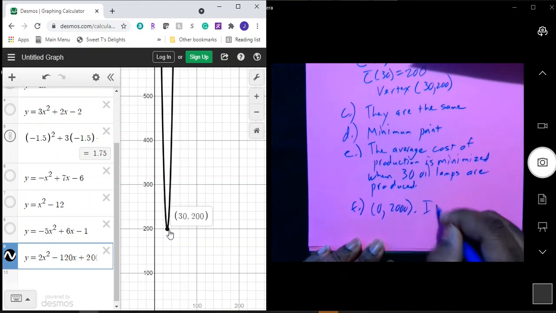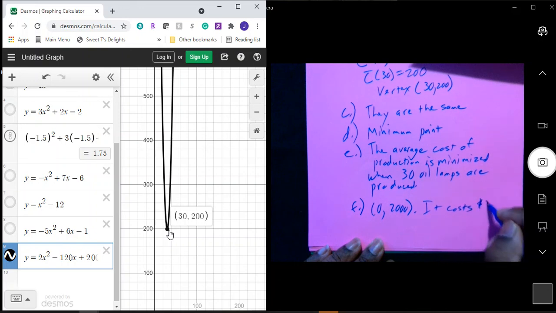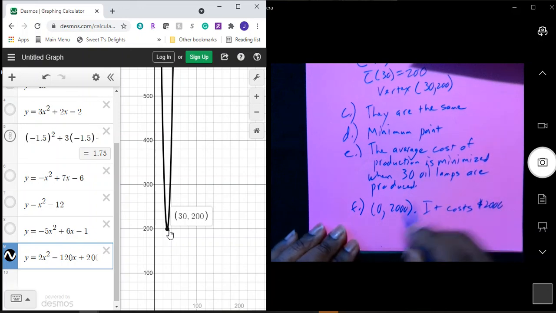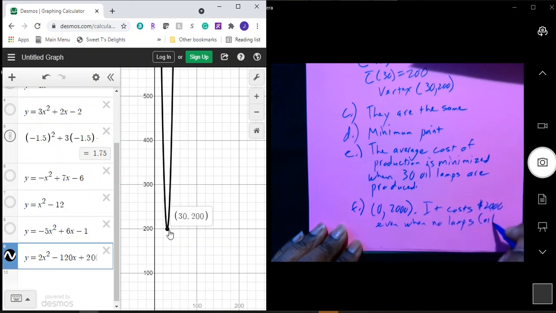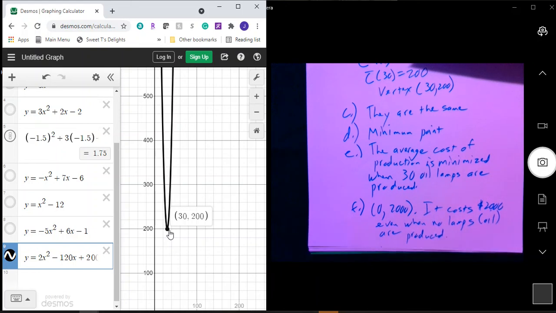Is that it costs $2,000 even when no oil lamps are produced. I guess I should have put oil lamps. I'll put oil here. Basically, no oil lamps are produced. So it still costs you $2,000 even when you don't even produce an oil lamp.